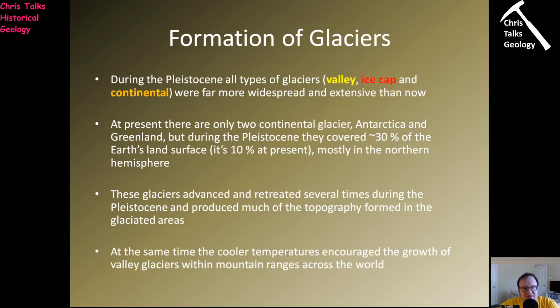So these glaciers advanced and retreated several times during the Pleistocene and produced much of the topography formed in the associated glaciated areas. As glaciers retreat backwards and forwards, it's going to affect the topography of the area. As we mentioned, it's going to grind down the topography in those locations. At the same time, the cooler temperatures encourage the growth of valley glaciers in mountainous areas, so we're going to see the numbers and size of valley glaciers also increasing during periods of glaciation.